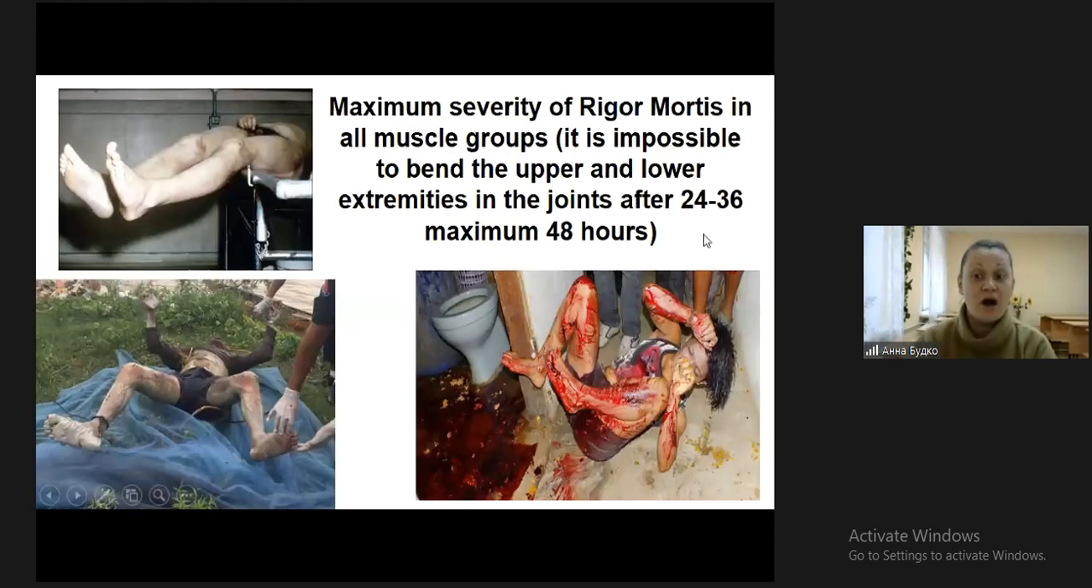After 24 hours, maximum 48 hours, you can see muscle tissue with very, very dense consistency. This postmortem interval, I repeat, is 24 to 48 hours. Look, rigor mortis fixates the position of the body, the lower and upper extremities, in a specific position.